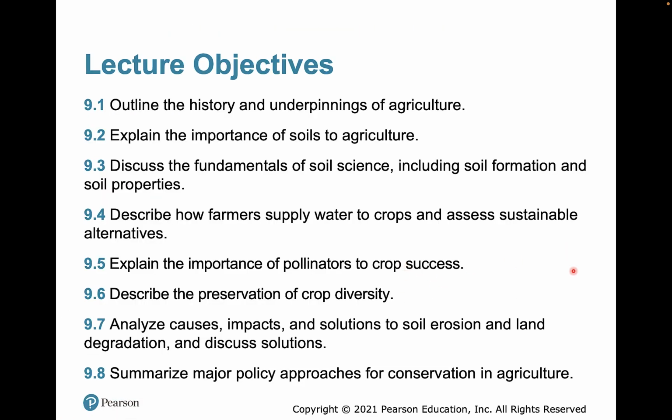So we're going to talk a little bit about the history of agriculture, a little bit about soil and fundamentals of soil science, how we get water to crops, the idea of irrigation, the importance of pollinators to crops, why it's important to preserve crop diversity, and some of the issues related to land degradation, soil erosion, the loss of these underpinnings of agriculture, and discuss some solutions, and then ways that we have enacted policy to have conservation be more of a part of agriculture.